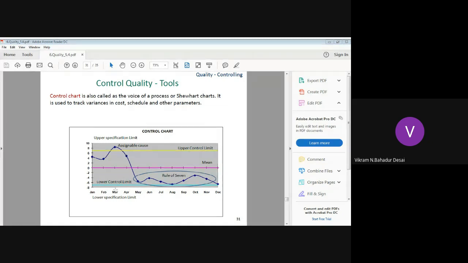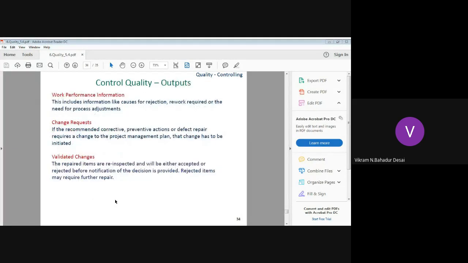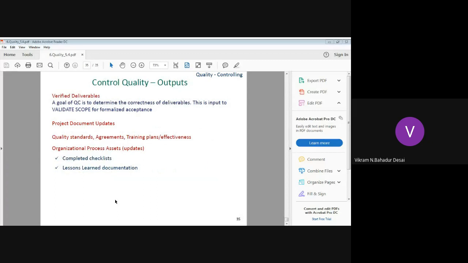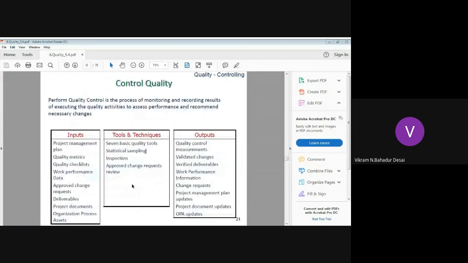When you measure length, weight, all these things can be plotted on this control chart. So this is the 3 sigma level which you are going to use. Plus 3 sigma is your upper control limit. Minus 3 sigma is your lower control limit. So that's it. That is very important.